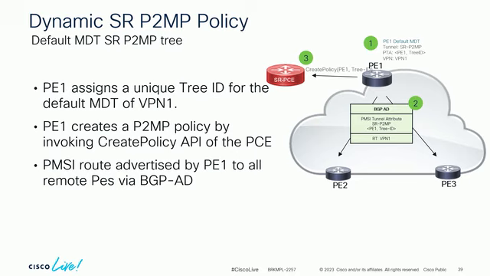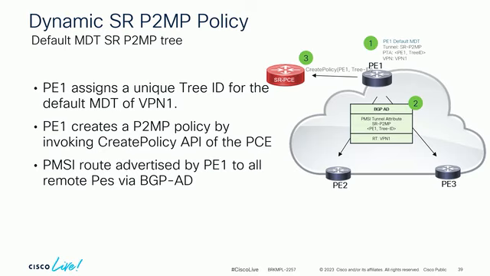So if you remember, for SRP2MP policy, we need three essential things. The first thing is the root node. The next thing is the set of leaf nodes. And the third thing is the candidate path information. So the node that is sending the request will be considered by the SRPCE as the root node. Now, to receive the set of leaf nodes, the PE node will use this BGP auto discovery to identify the remote nodes which are also participating in the multicast VPN for this particular VRF.